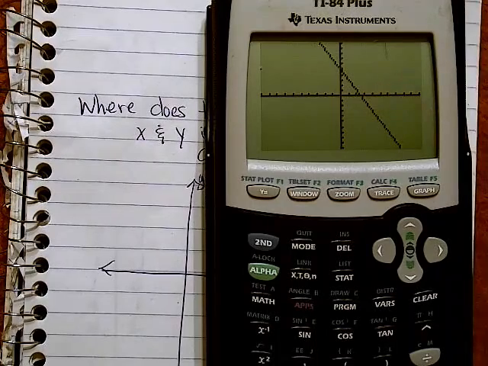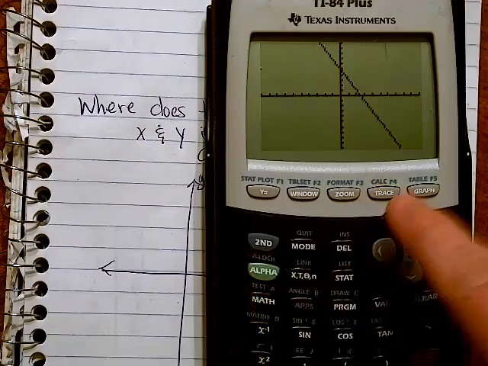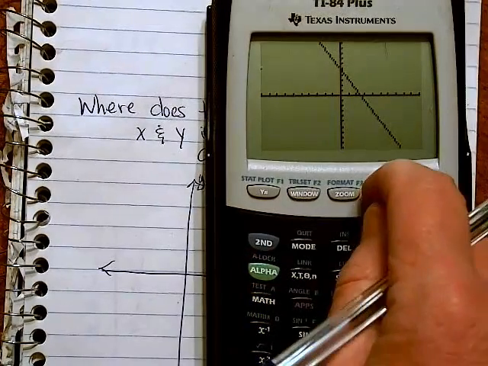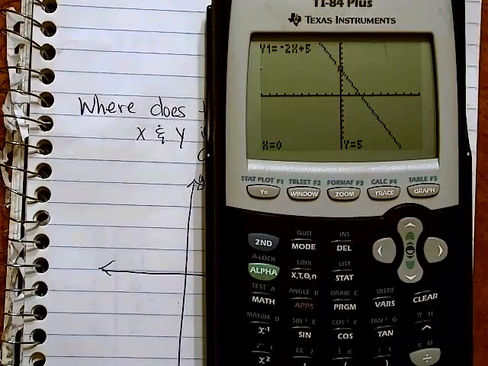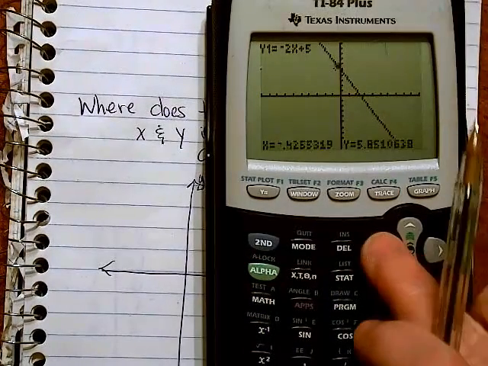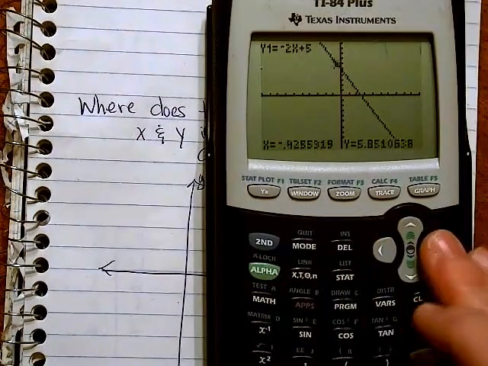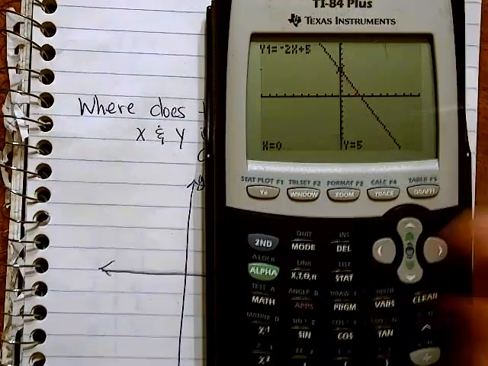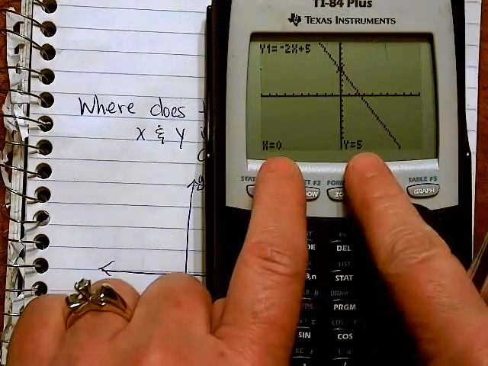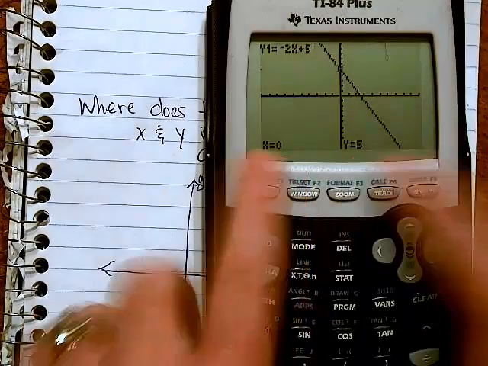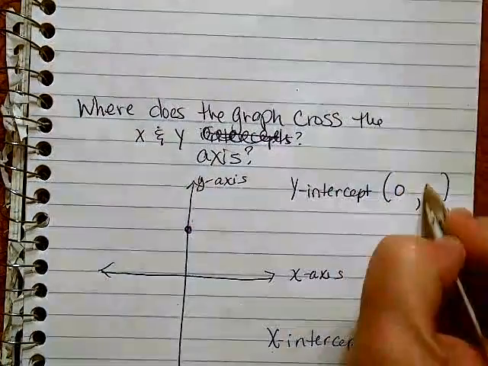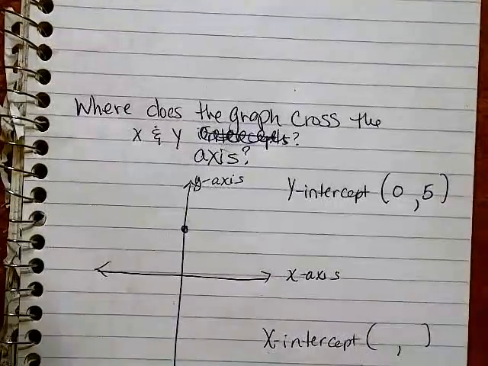We can even get the calculator to give us an estimate of where that is, and that's using the trace feature. So I want you to press trace, and it goes directly there. You can use these buttons to move around, but it gets to right there to where it crosses the y-axis, and it crosses the y-axis at 0, 5. Y-intercept up here at 0, 5. That's what the calculator told me.